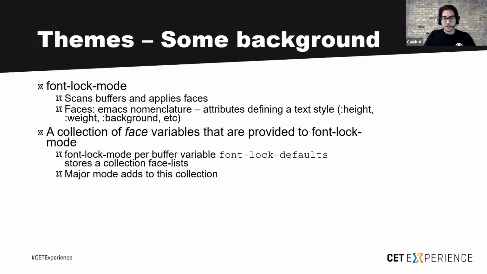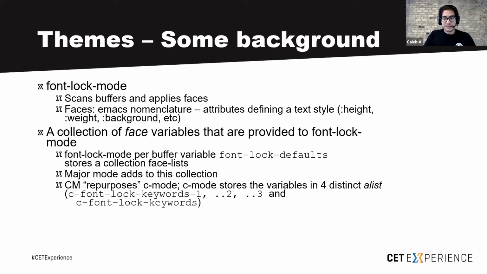So remember how I said we're in the Configura ecosystem? That's important because the CM Emacs integration repurposes C mode, which is a major mode. C mode stores the variables in 4 distinct A-list variables. So if you're not familiar with what an A-list is, it basically stands for associated list. For the sake of this presentation, you can think of it as a map. C mode has named these A-lists appropriately. C font lock keywords 1, 2, and 3. And then also a generic C font lock keywords. So not really much imagination.